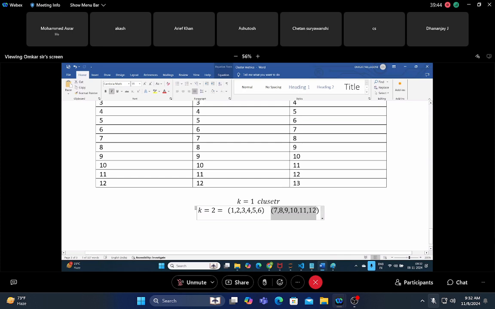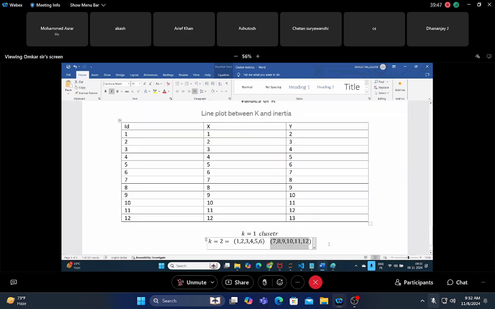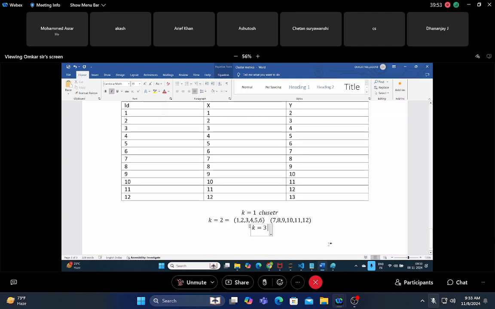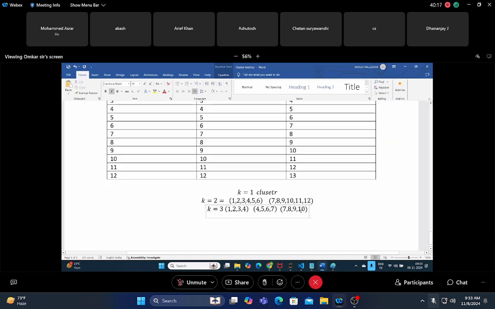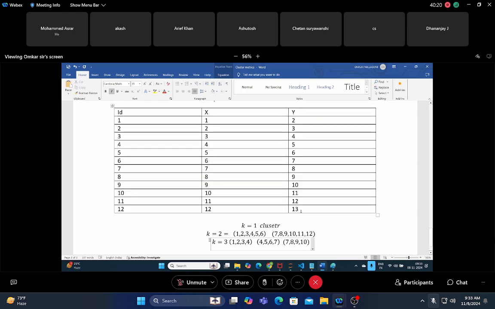Now, online students, you divide into K is equal to 3 parts. K is equal to 3 parts means 1, 2, 3, 4 is one group, 4, 5, 6, 7 is another group, and 7, 8, 9, 10 is another group. Who wants to do which group? Message me, online people. This is one group, this is the second group, this is the third group. Do it individually. Huge calculations, right? Simply calculate the distances and square them.